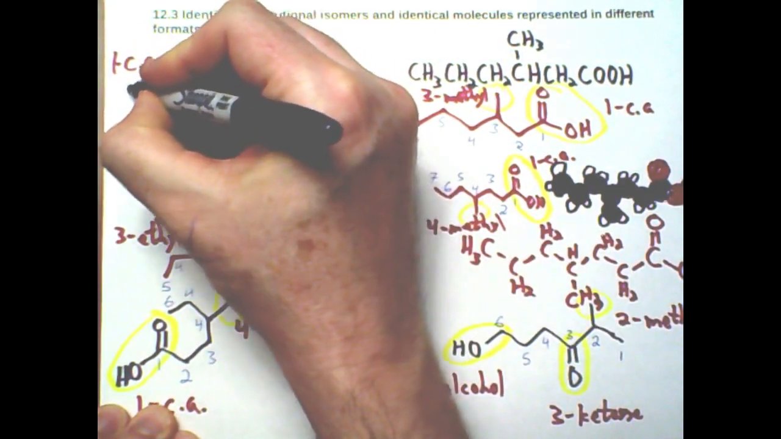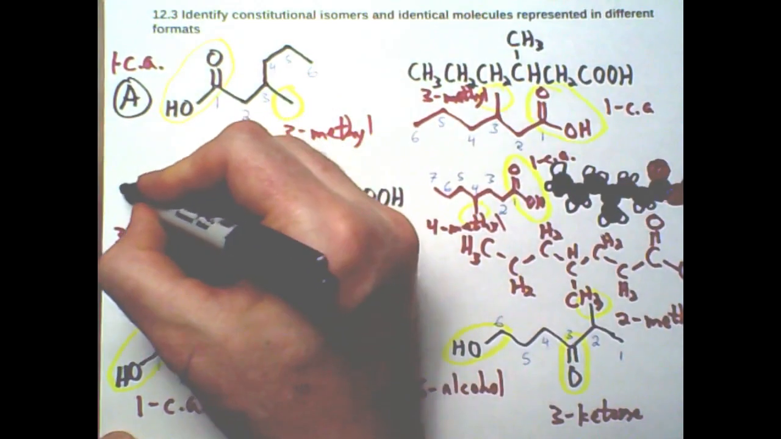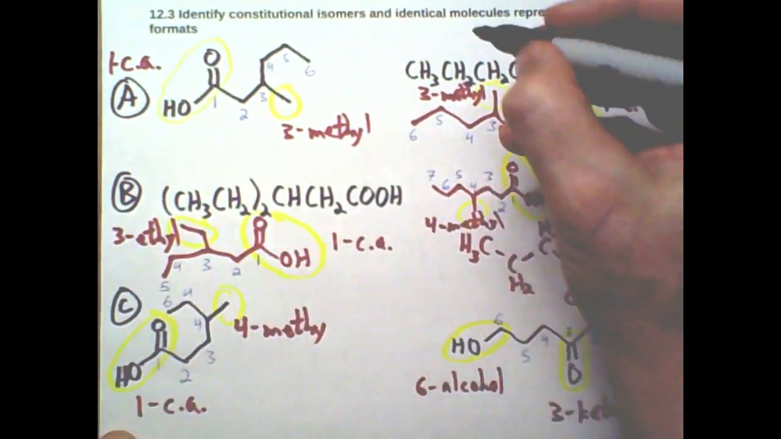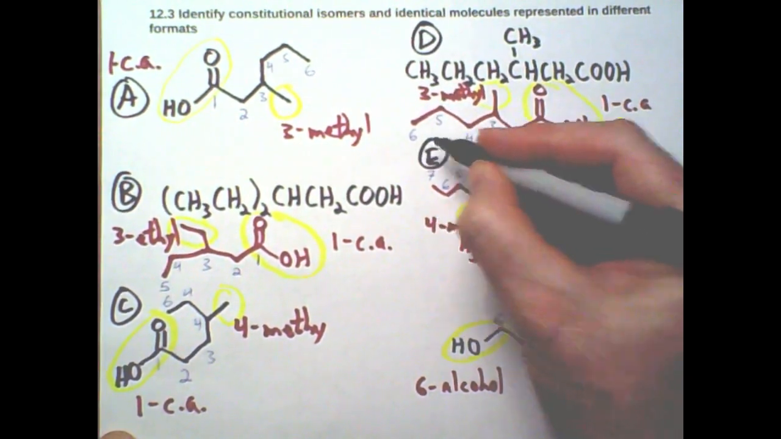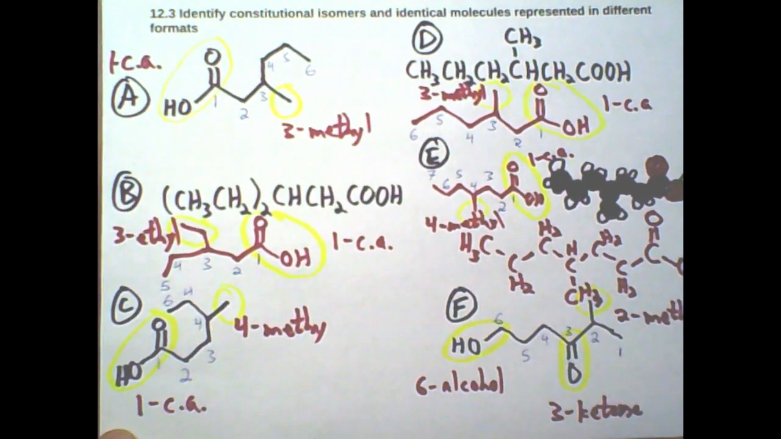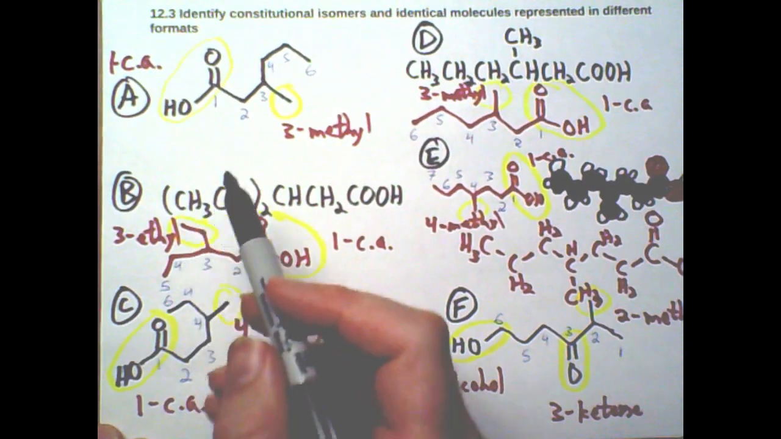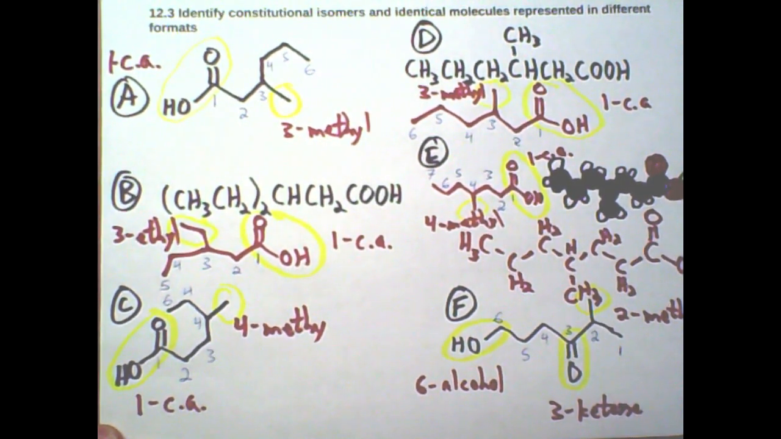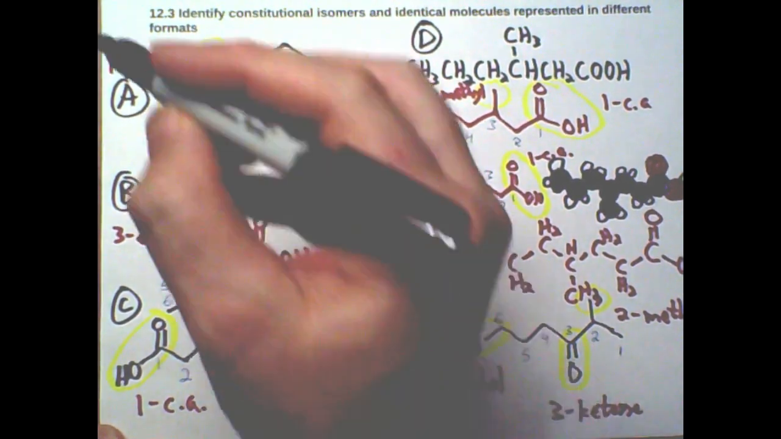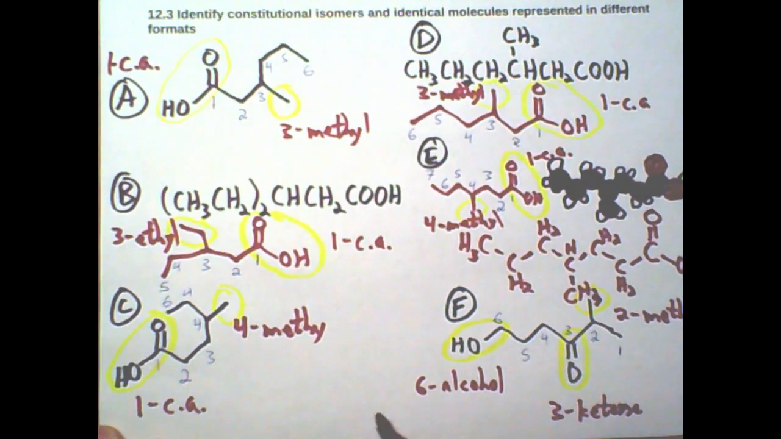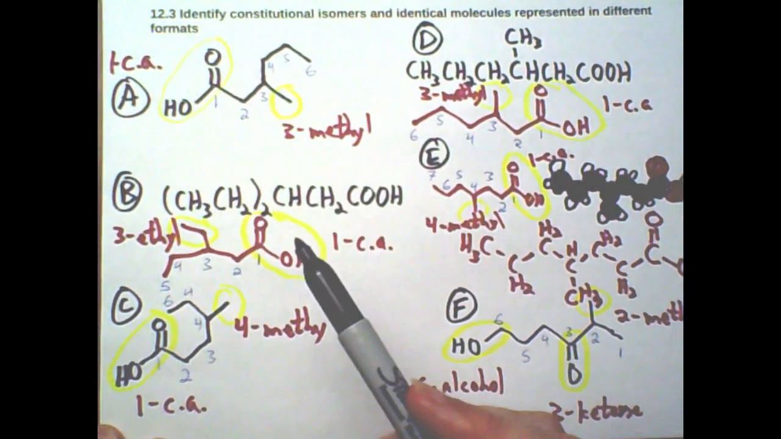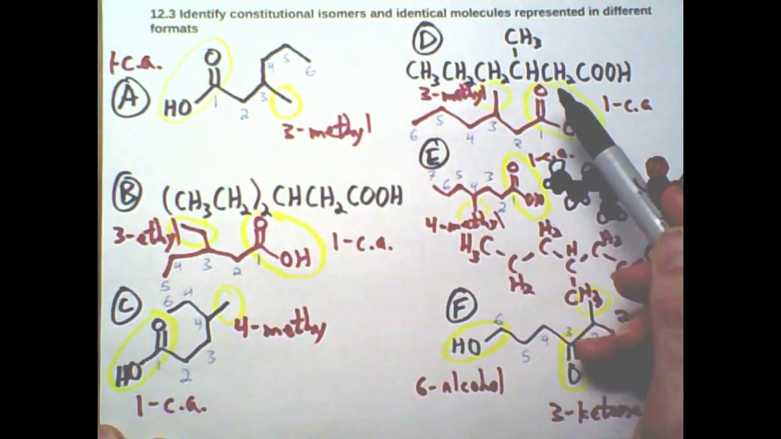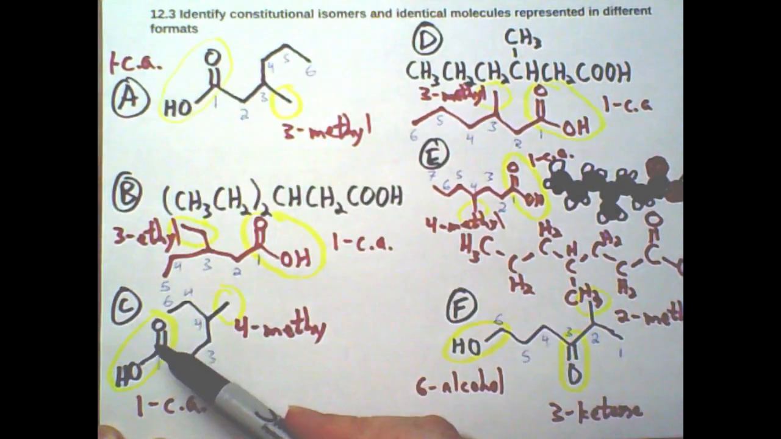Let's identify these. That's our molecule A. Call this B, C, D, E, and F. So A has 6 carbons in its chain. That's true of C, of D, and of F. So by the carbon chain, A, C, D, and F could be the same. But then let's look. A has a carboxylic acid at 1. C also. D also. F no. So now we're down to A, C, D.